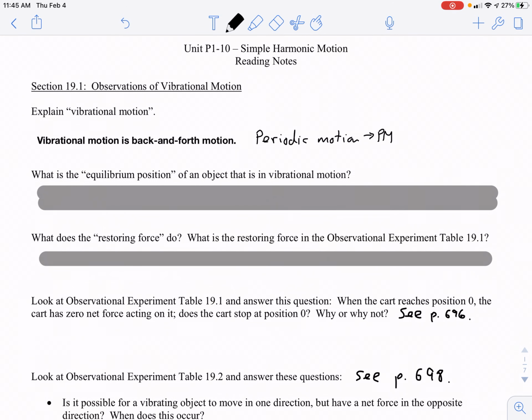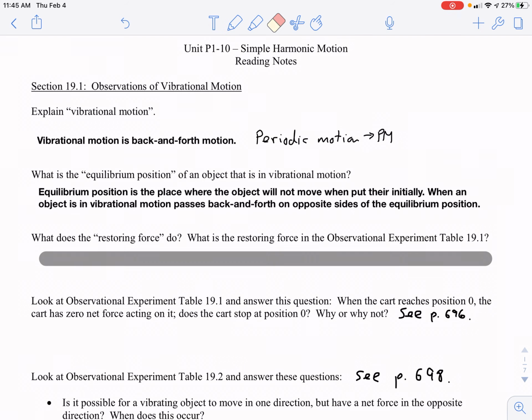What is the equilibrium position of an object that has vibrational motion? Equilibrium position is the place where an object will not move when initially put there. The object, when in vibrational motion, will pass back and forth on opposite and equal sides of this equilibrium position.